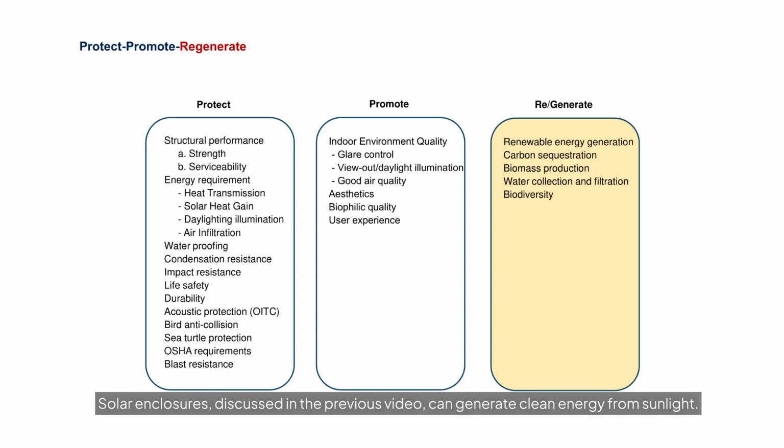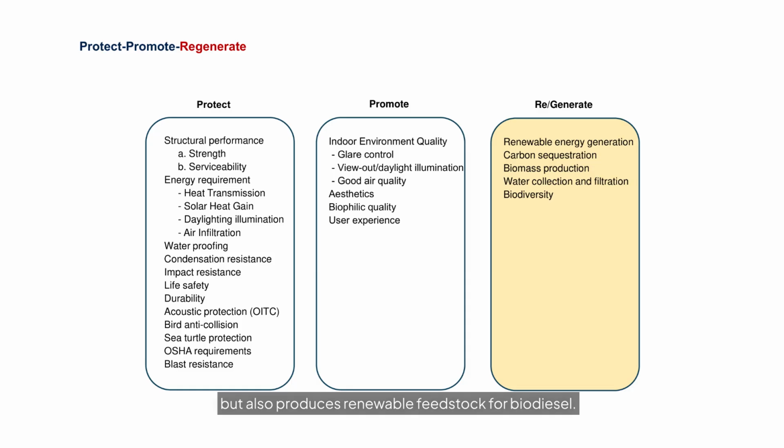Solar enclosures, discussed in the previous video, can generate clean energy from sunlight. Biofacades sequester CO2 through photosynthesis and help mitigate global warming. They also grow lush biomass that not only nourishes ecosystems and provides food, but also produces renewable feedstock for biodiesel. Biofacades and green roofs can harvest rainwater and filter it, supplying fresh water while mitigating surface water runoff in urban environments. A truly regenerative building doesn't just do less harm, it actively improves its surroundings, showing how our built world can be self-renewing.